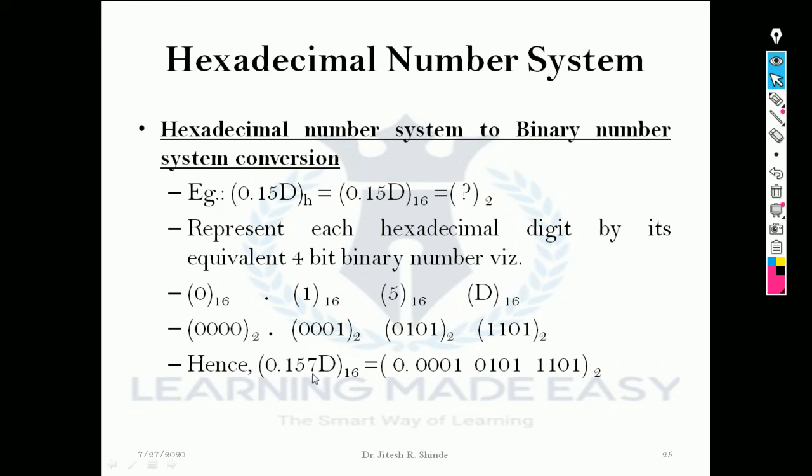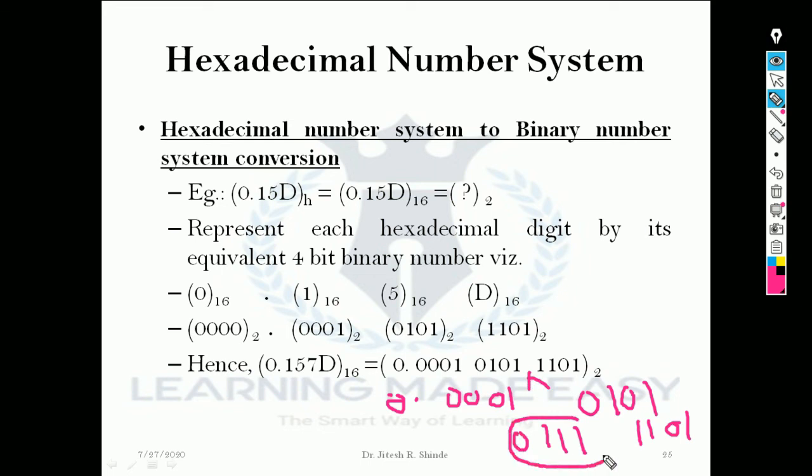0101. For 7 we have to write, okay, I had made a mistake here, so here my final answer will be, it has to be, okay, so 0 point for 1 0001, for 5 we need to write 0101, for 7 we need to write 0111, and for D we need to write 1101. So what's the mistake here? Here we have not written this portion here, okay, so please rectify it, be careful with that.